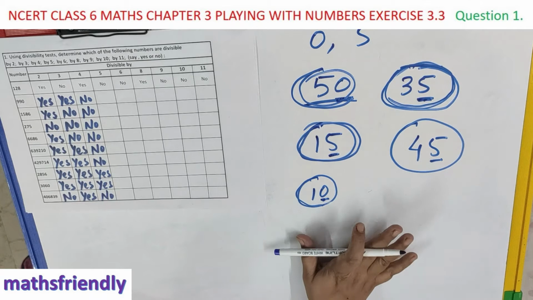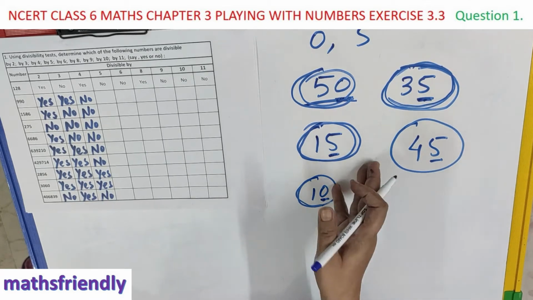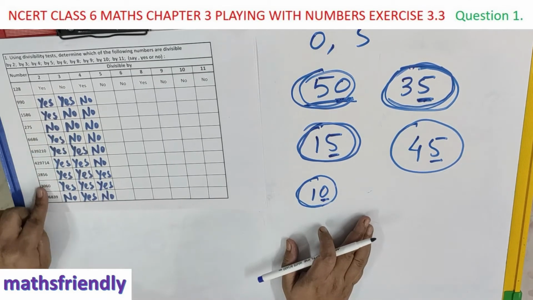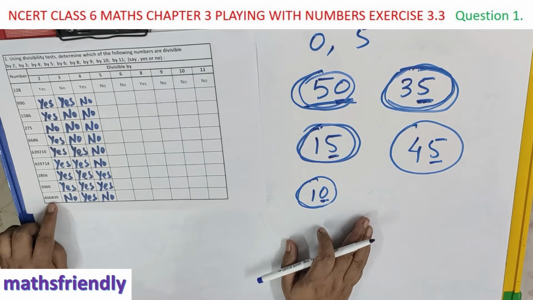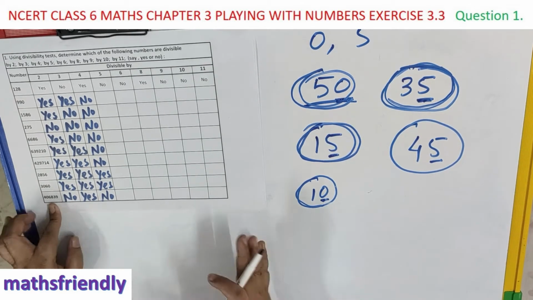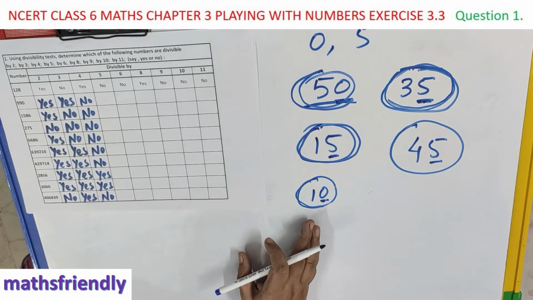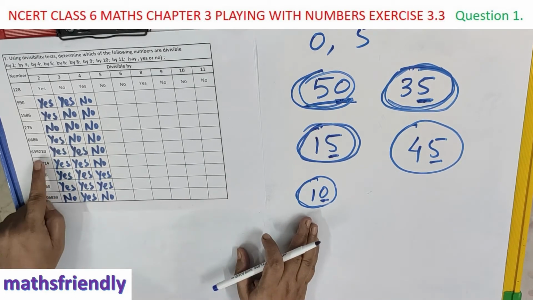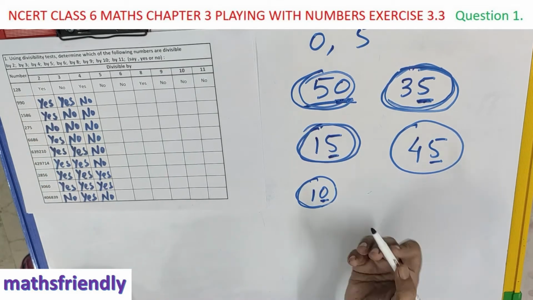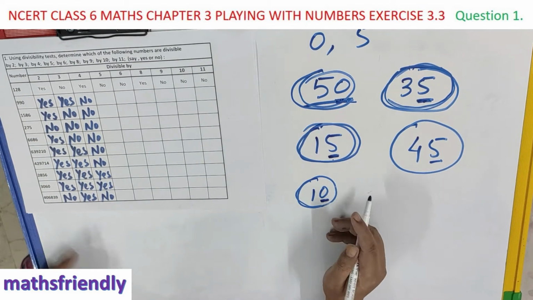So these are small numbers, where you know whether they are divisible by 5 or not. But when the numbers are large, you cannot divide the whole number to find whether it is divisible by 5 or not. So for large numbers, we will check the units place of that number.